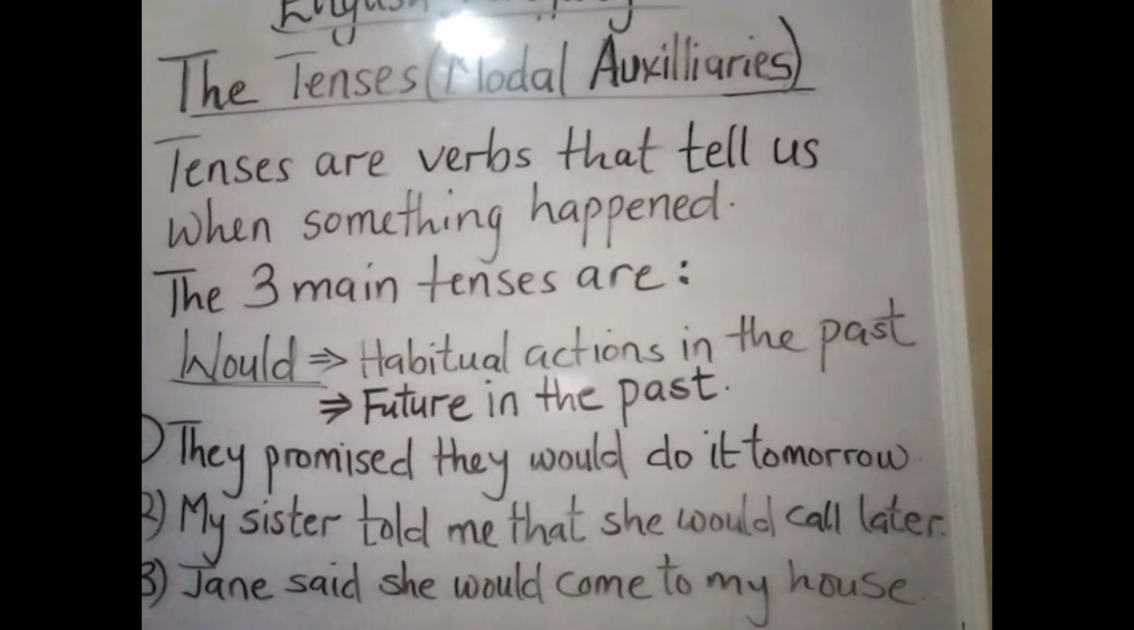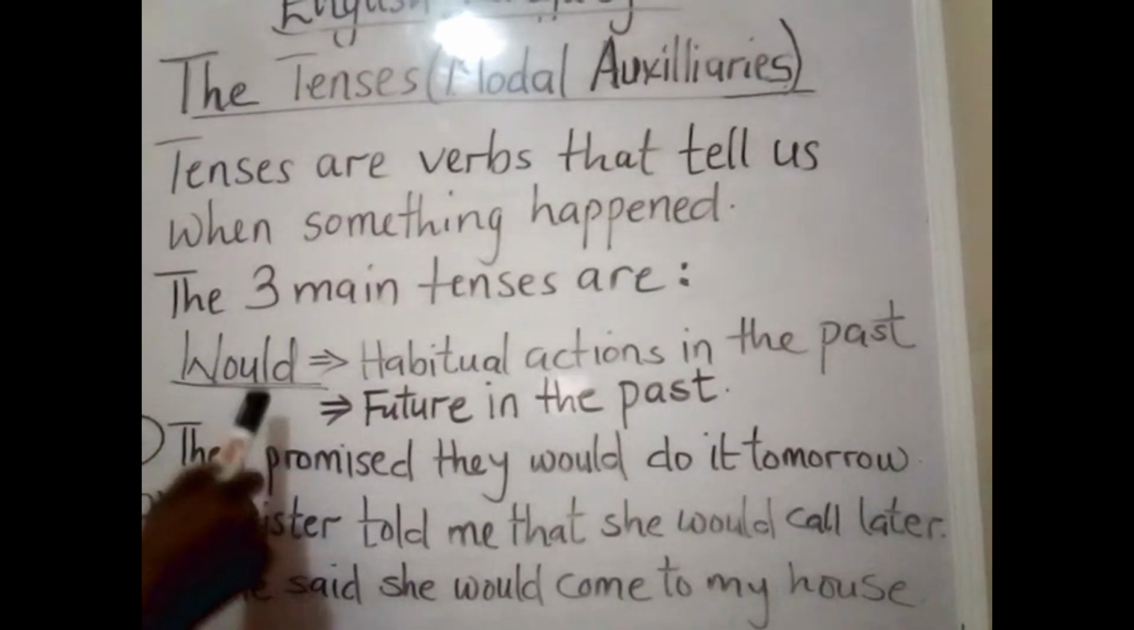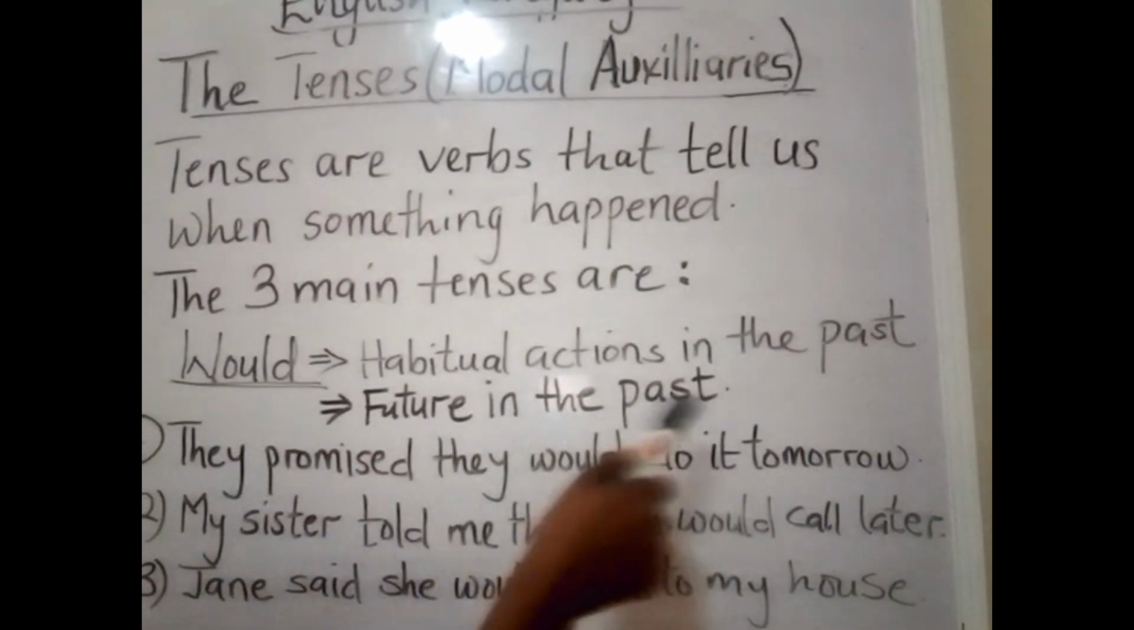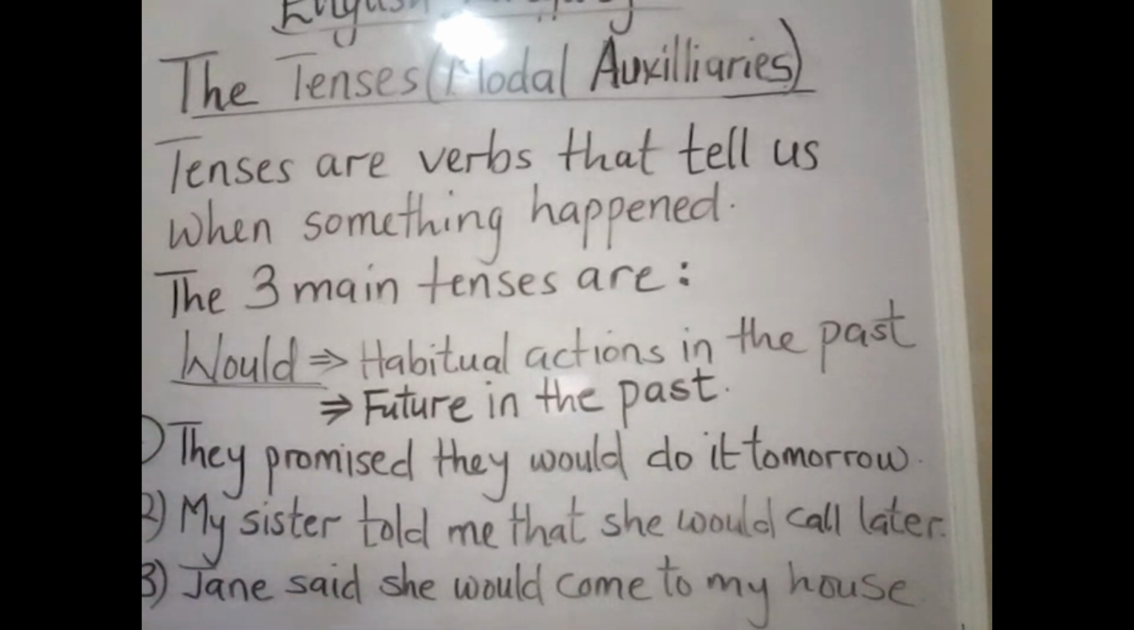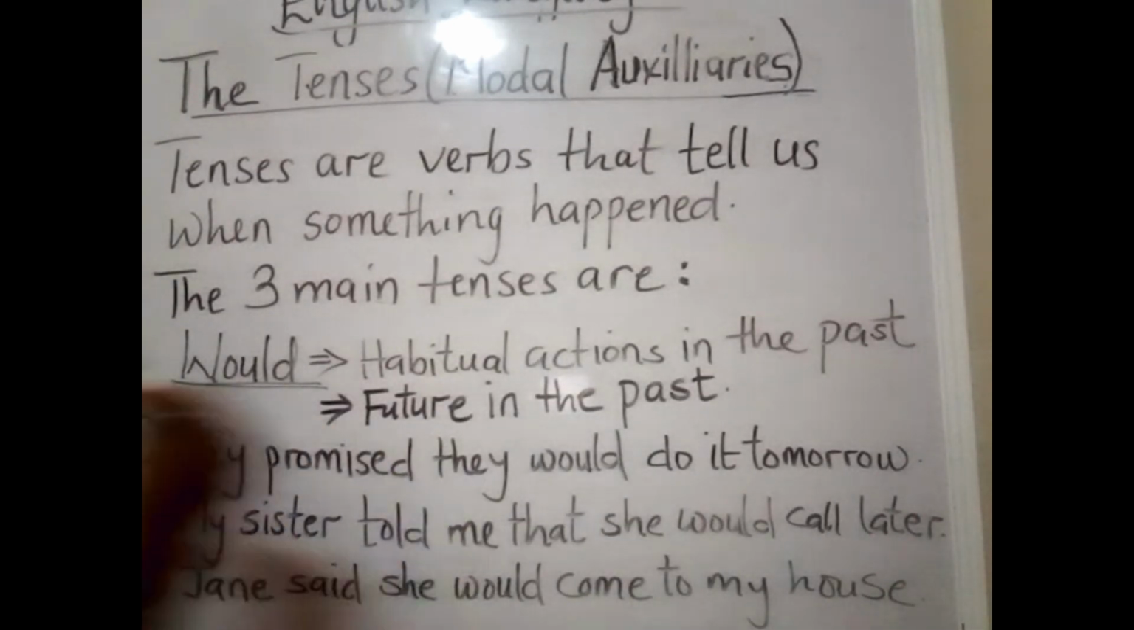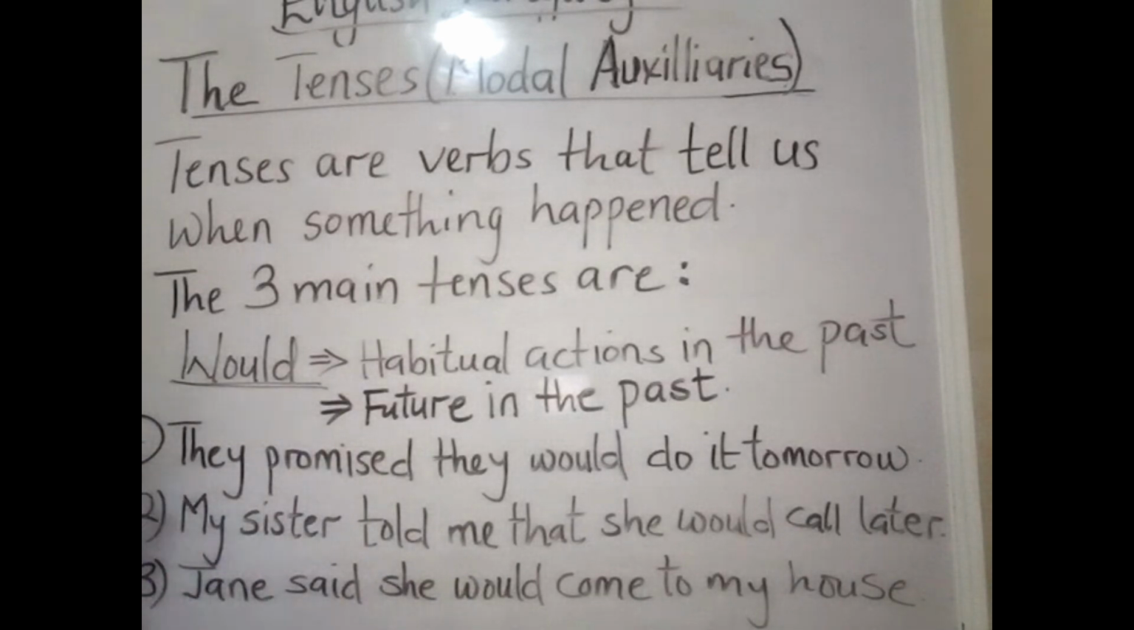So the last part that we're going to look at is the use of would to show future in the past. We're going to look at some examples of that. How you use would to express something that is going to happen in the future, but it has a link with the past. It has something connecting it to the past. So here are some examples.